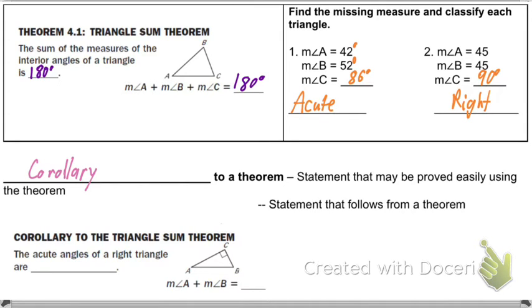So we have a corollary to the triangle sum theorem. If you have a right triangle, the two acute angles of a right triangle are complementary. What does complementary mean?